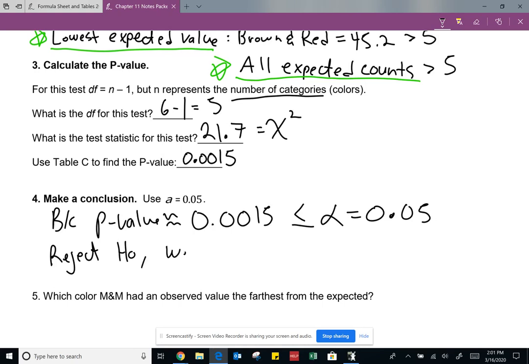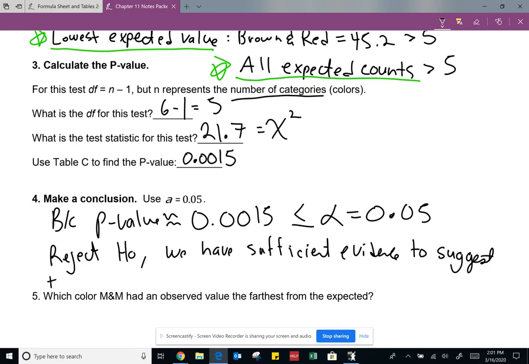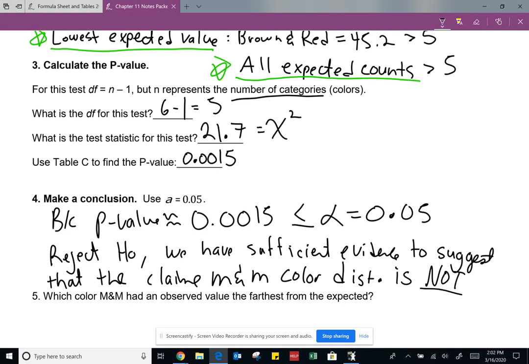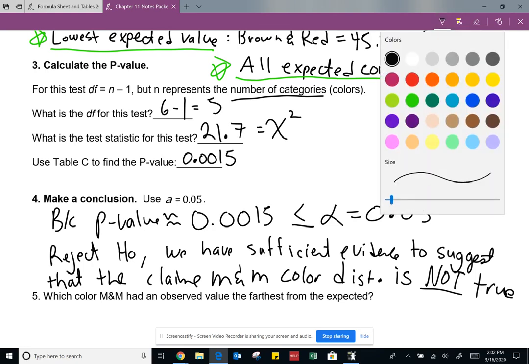And you would then say we have sufficient evidence to suggest that the claimed M&M color distribution is not true. And so this is just to sort of piece it together.